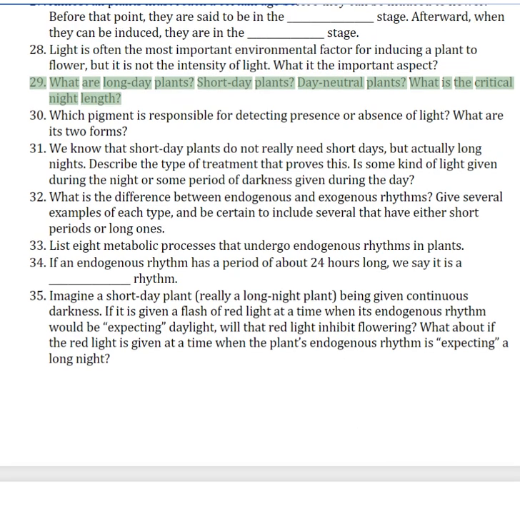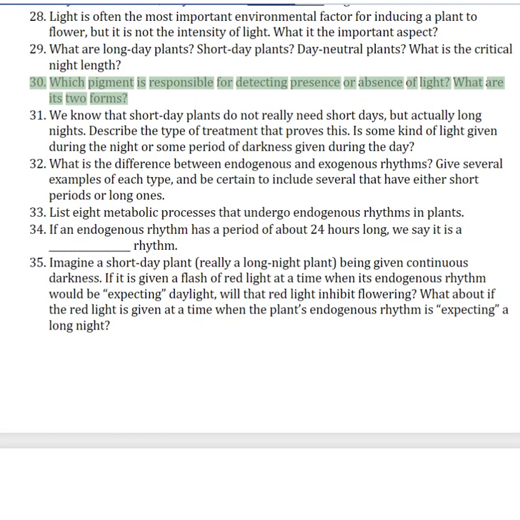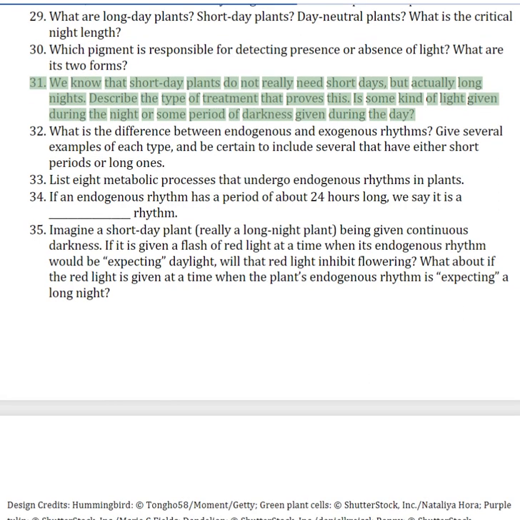29. What are long-day plants? Short-day plants? Day-neutral plants? What is the critical night length? 30. Which pigment is responsible for detecting presence or absence of light? What are its 2 forms? 31. We know that short-day plants do not really need short days, but actually long nights. Describe the type of treatment that proves this. Is some kind of light given during the night or some period of darkness given during the day?